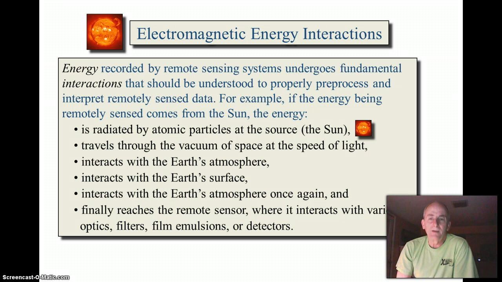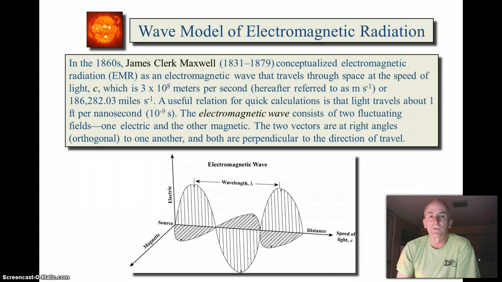This slide runs through some of the different interactions that EMR goes through as it passes from the sun through the vacuum of space, interacts with the atmosphere, and then interacts with the Earth's surface. There are different things that can happen there, as we know, and then it goes back through the atmosphere, again interacting with it, and finally reaches a remote sensor, probably operating in outer space, although not always.